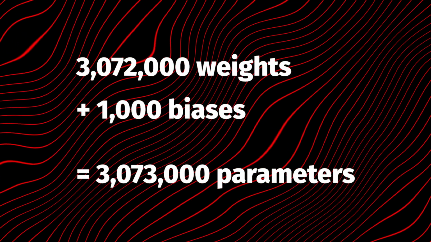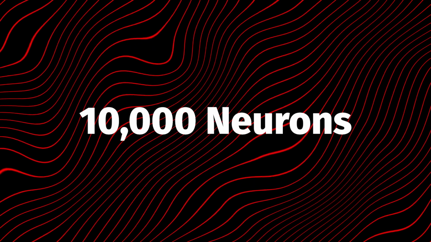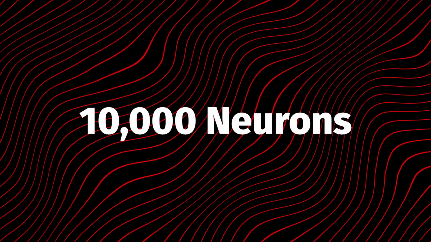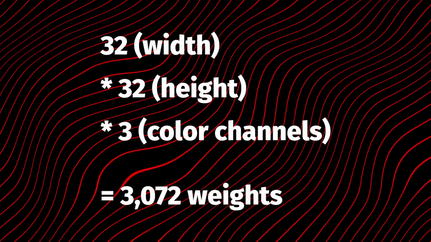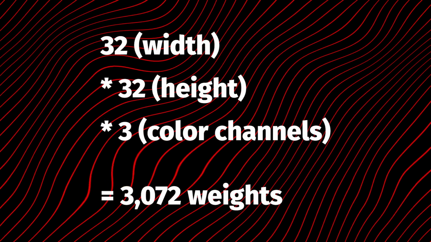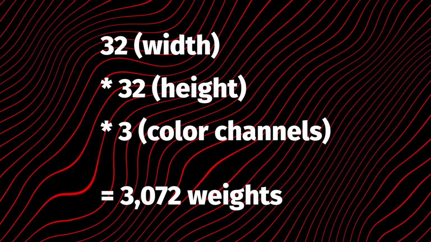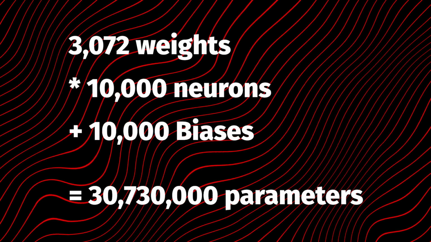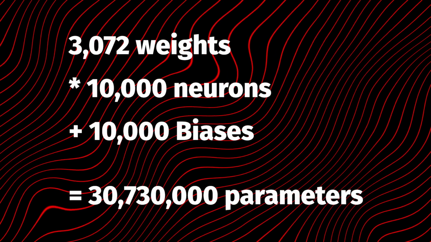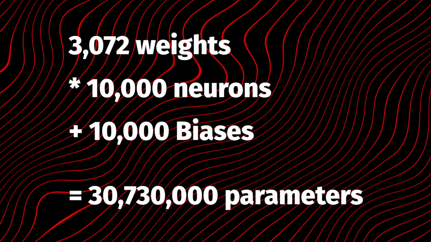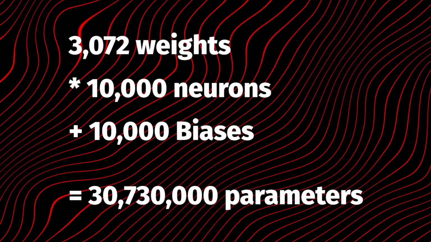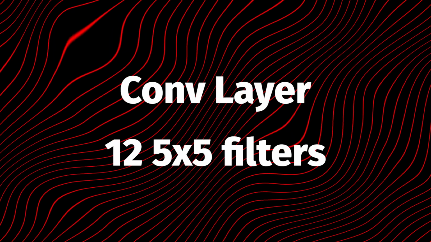If we increase the number of neurons in the fully connected layer to 10,000, the total number of parameters becomes, for each neuron, 32 width times 32 height times 3 color channels, which is, again, 3072 weights. For 10,000 neurons, 3072 weights times 10,000 neurons plus 10,000 biases equals 30,730,000 parameters.